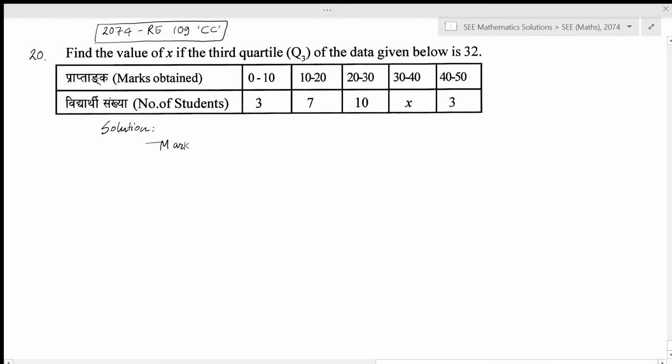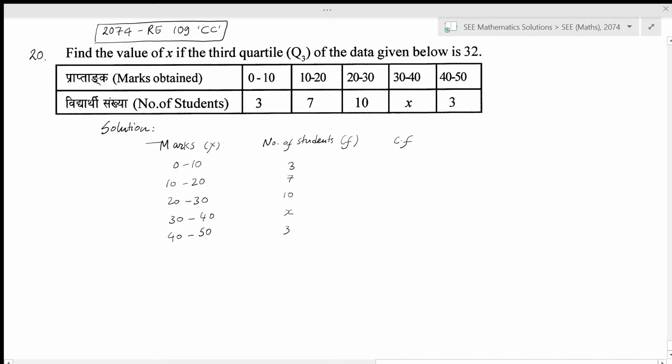So we take these marks obtained as x, and the number of students as frequency f, and we need to use the cumulative frequency, right? So it is 0 to 10, 10 to 20, 20 to 30, 30 to 40. This is simple, you just fill these. Okay, 40 to 50, and the number of students are 3, 7, 10, x, and 3.